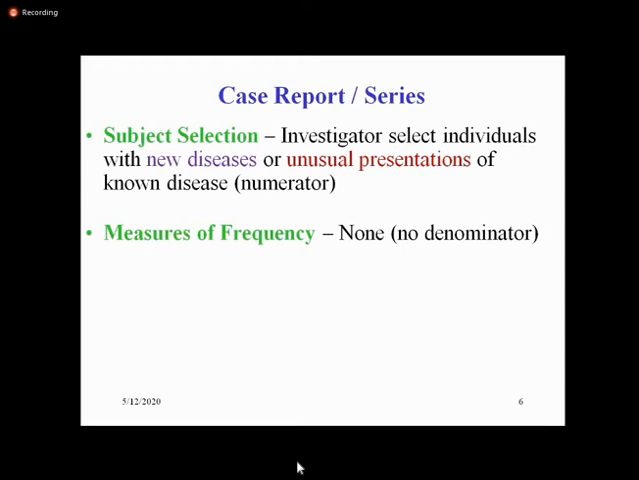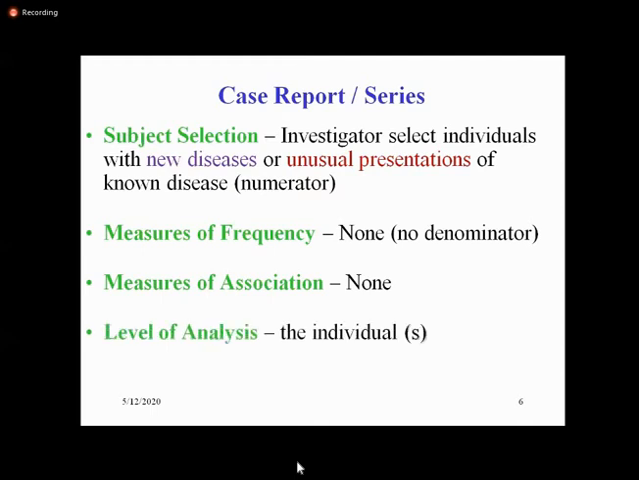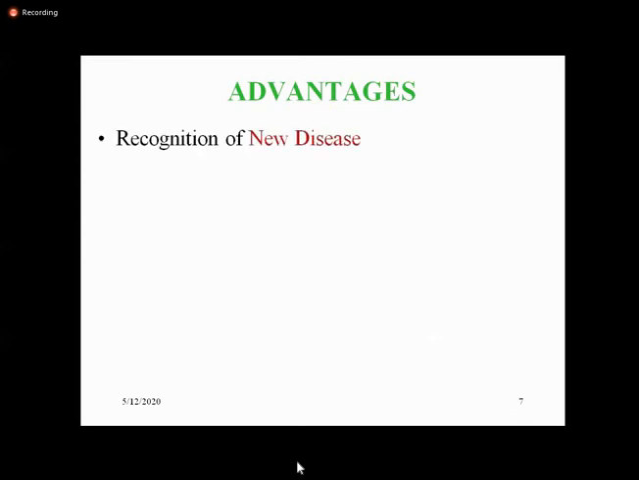But the problem here is that there is no measure of frequency, because there is no other group to compare with or to act as a control group for comparative studies. So the measure of frequency is none. The measure of association is also none because there are no control groups. We just encounter one patient or a group of patients. The level of analysis is individuals. The advantage is the recognition of new cases.